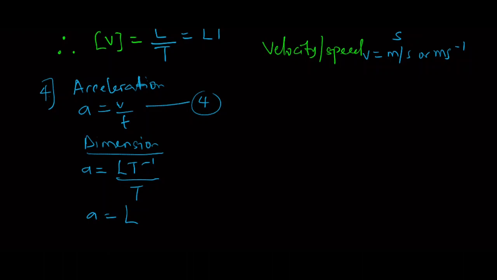Solving it using indices, we have T raised to the power minus 1 divided by T raised to the power 1. How? This T here has a power of 1. Since we have the same base, we pick one of the T, then the first power is minus 1. Division in indices means minus, then the second power is 1, and that gives us T raised to the power minus 2. So in short, if I solve this, we'll have T raised to the power minus 2. That's the dimension of acceleration.